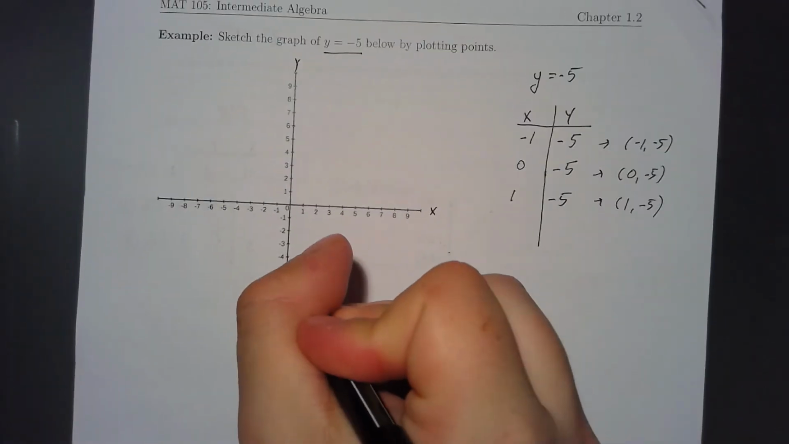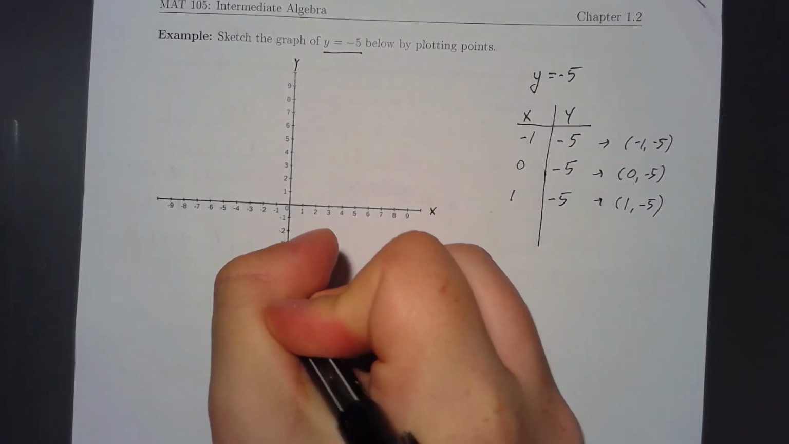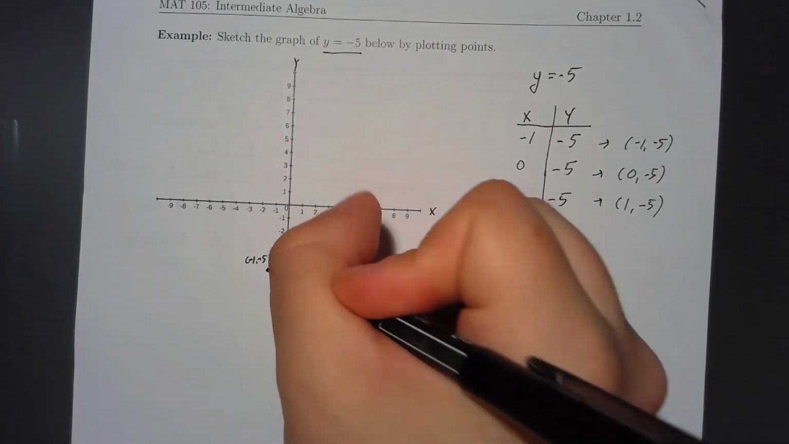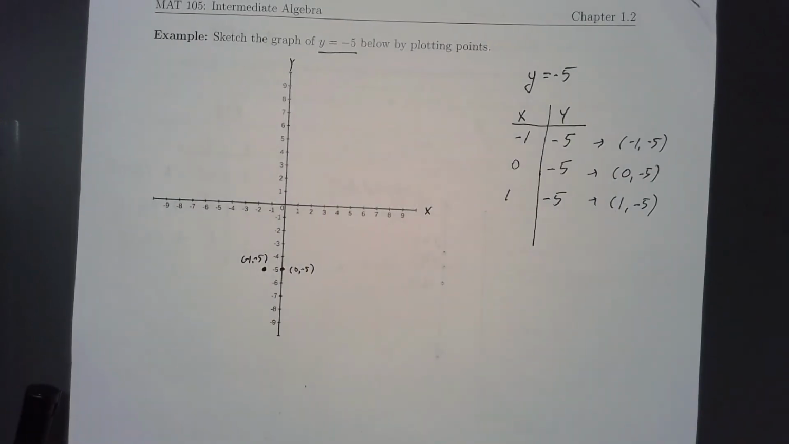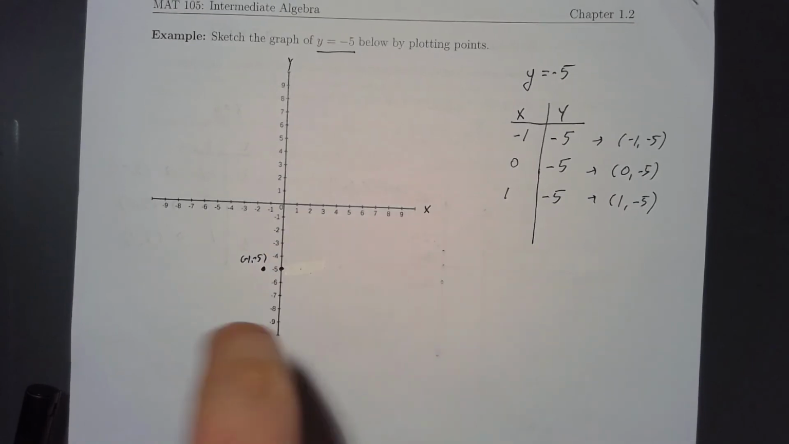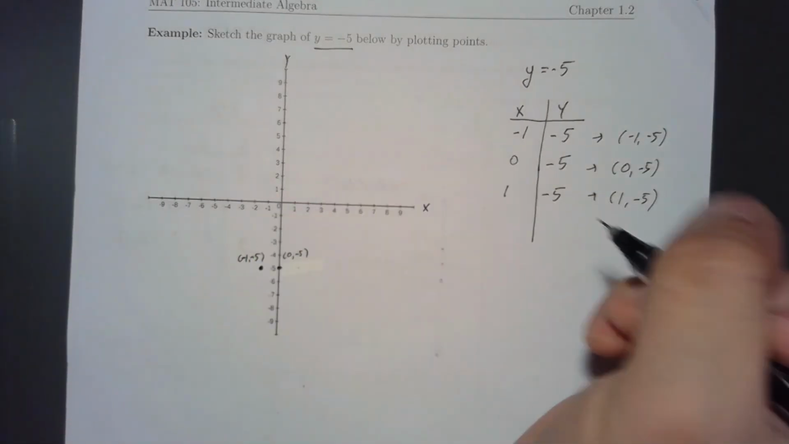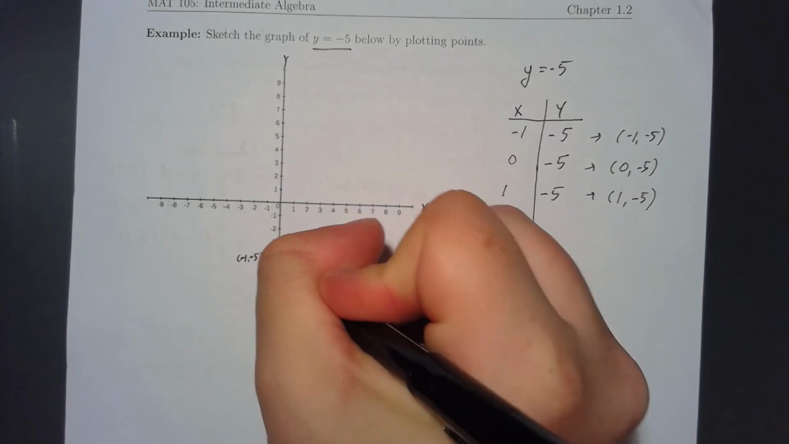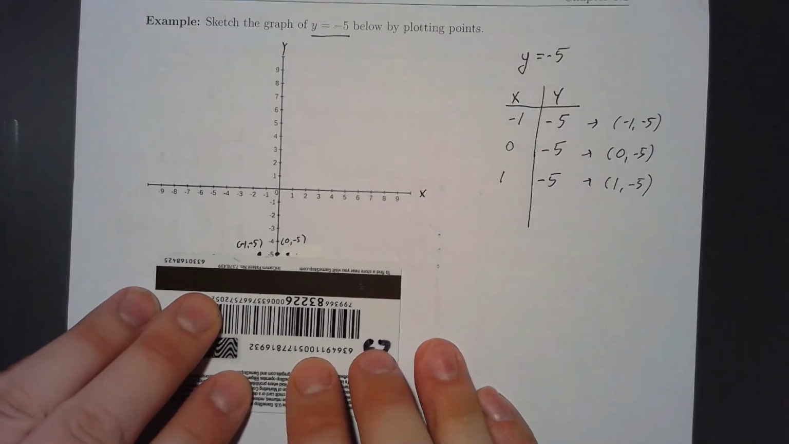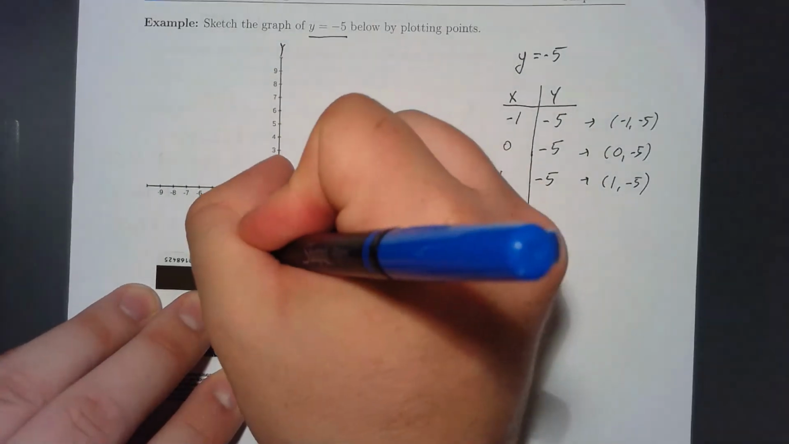(0, -5) is right here. (-1, -5) is there, and (1, -5). Oops, I put that in the wrong spot, didn't I? Let me fix that. (1, -5) is right there. So here's my horizontal line.